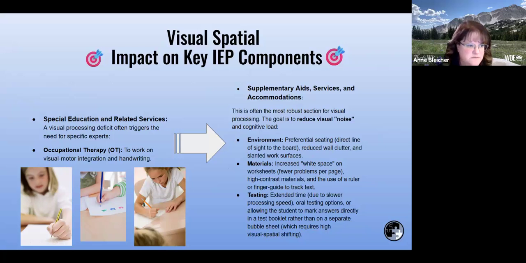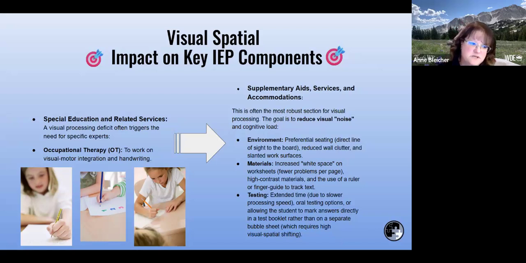Students that have deficits in the visual spatial area may need some additional related service support. It wouldn't be unusual to have occupational therapy services on an IEP to work on visual motor integration and handwriting. It may not be unusual for a special education teacher to provide some support. And then supplementary aids and services. This is often where we see this show up on IEPs when we're looking at files: accommodations.